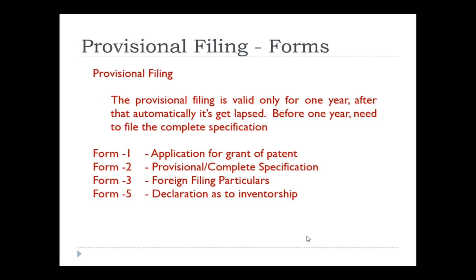Okay, what are all the mandatory forms that should go along with provisional filing? As I have displayed, there are 4 forms which should go along with provisional patent filing. That is, Form number 1, application for grant of patent. Form number 2, provisional or complete specification. Here we should strike out the complete and use only the provisional specification, or you can give a tick mark over the provisional specification.